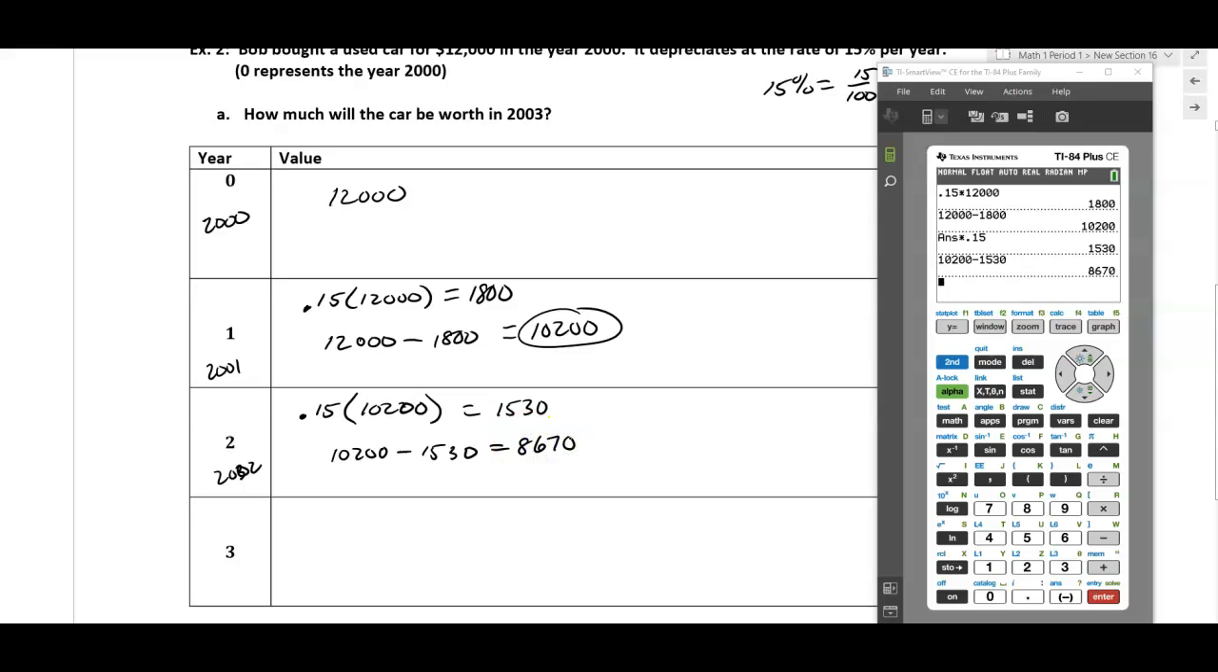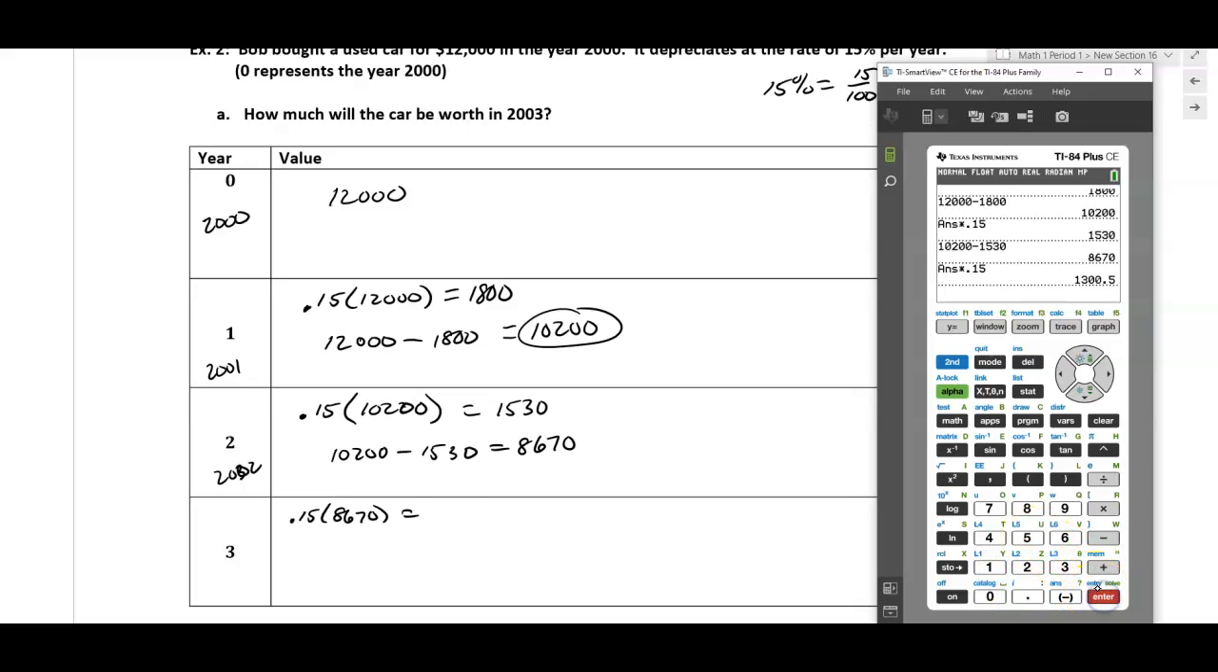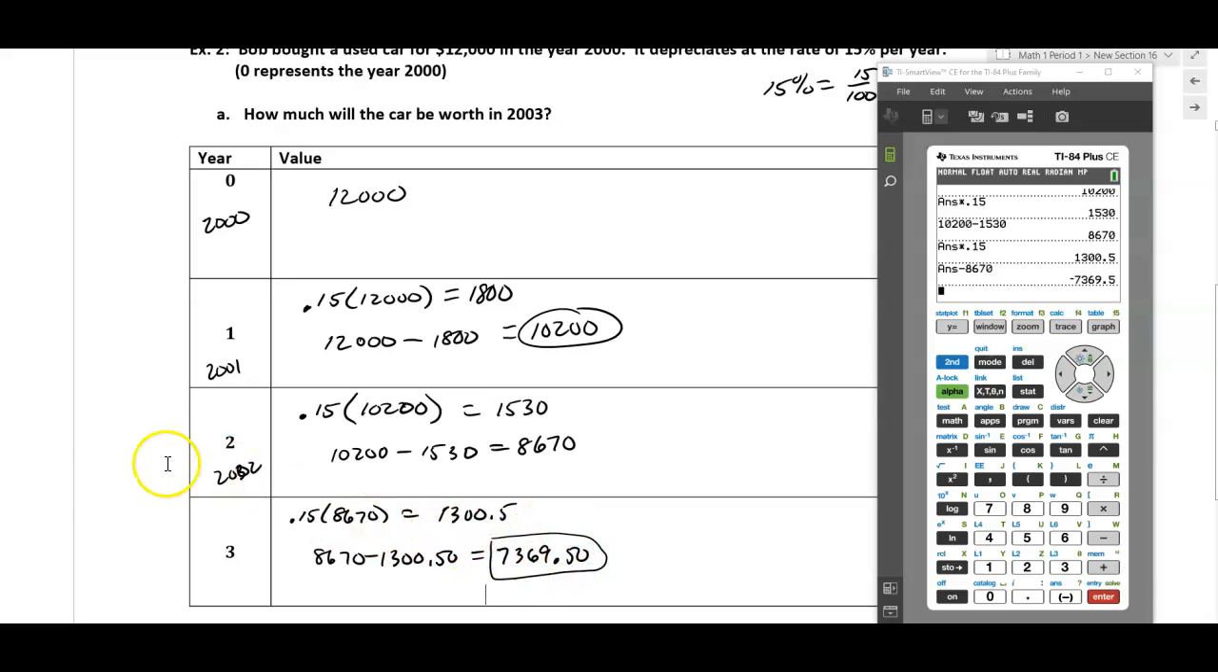the new value of that car would be $8,670. Now I can duplicate the process for year 3, right? I could take 0.15, multiply it by 8670, so times 0.15, it gives you 1,300.5, and then 8670 minus that amount would give you a value for that car of $7,369.50. So that's how much a car would be worth in 2003.